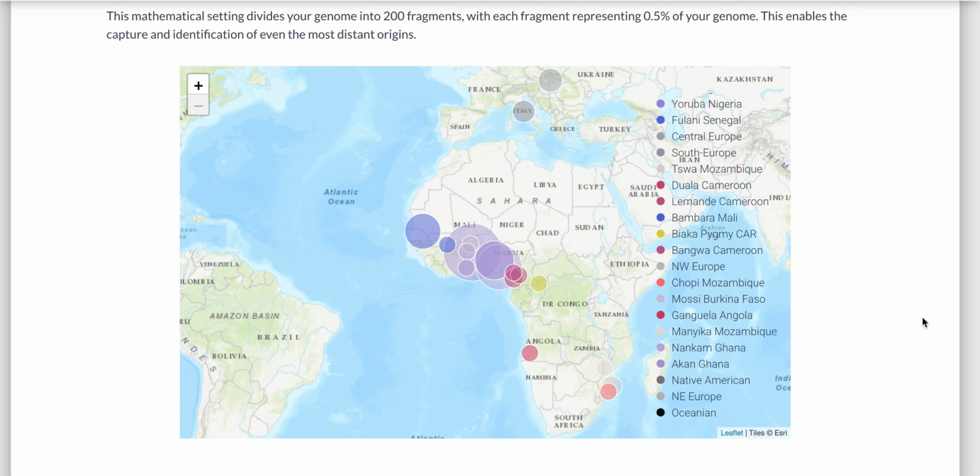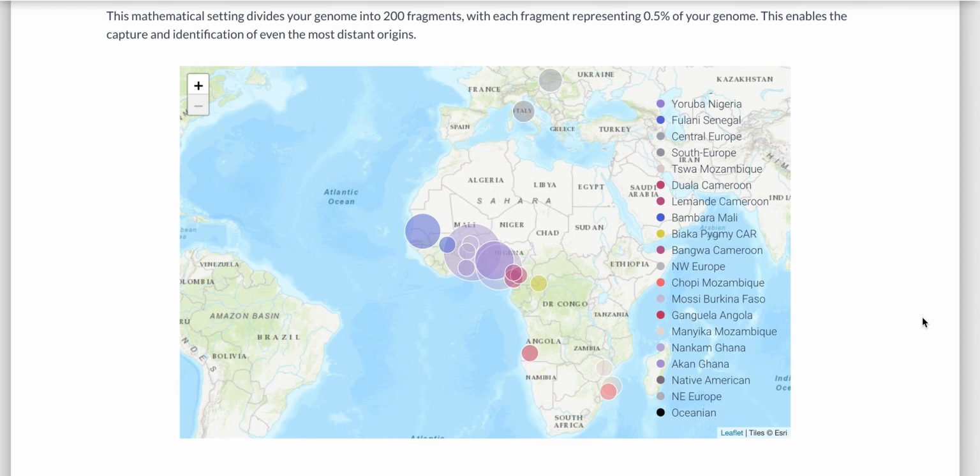I did this test a while ago. I updated my results, and so now I'm just going to go through them with you. I did a few tests, but this test is the North African one, and it breaks it down by tribe and it breaks it down by fragments.